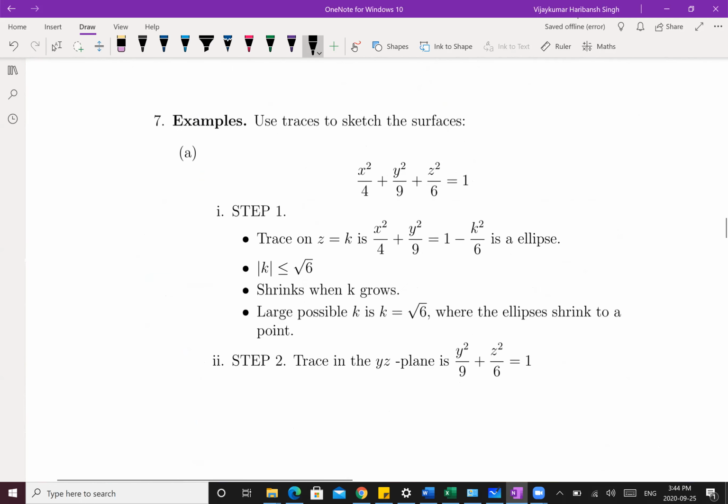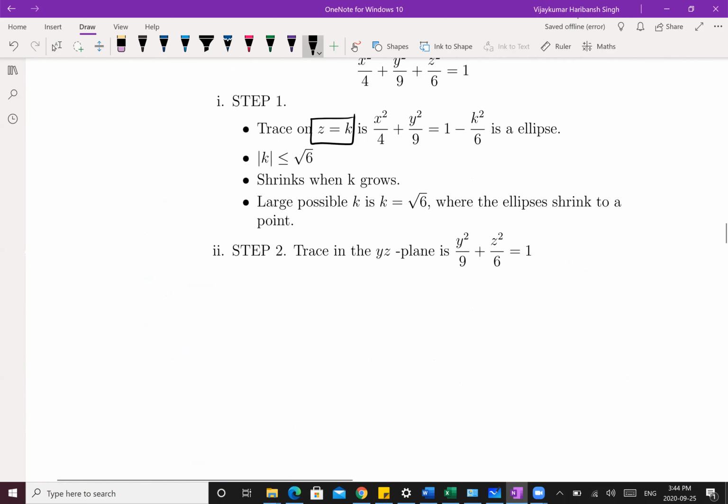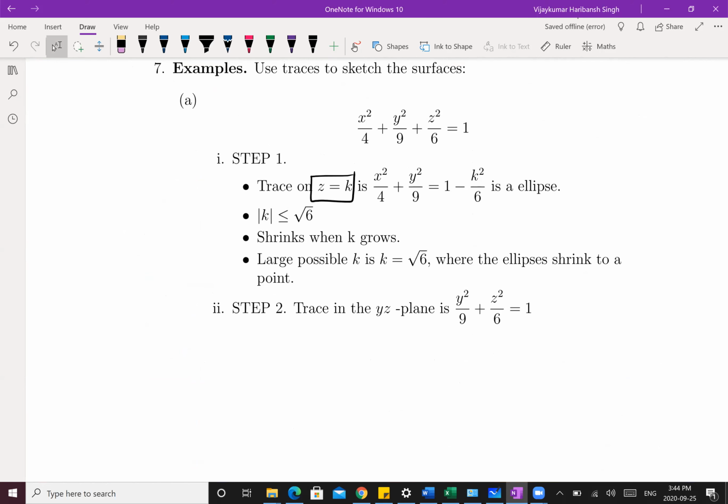So consider step 1. Let's take the trace z equals k, the horizontal trace. When you put z equals k, you get x squared by 4 plus y squared by 9 equals 1 minus k squared by 6, which is an ellipse if what? If this is greater than or equal to 0. If it is equal to 0, then you get a point, right? It shrinks as the absolute value of k grows, as long as the absolute value of k is less than or equal to the bound. Otherwise, this will become negative, and then you have a sum of two squares which is negative. That is not possible, so there are no solutions then.